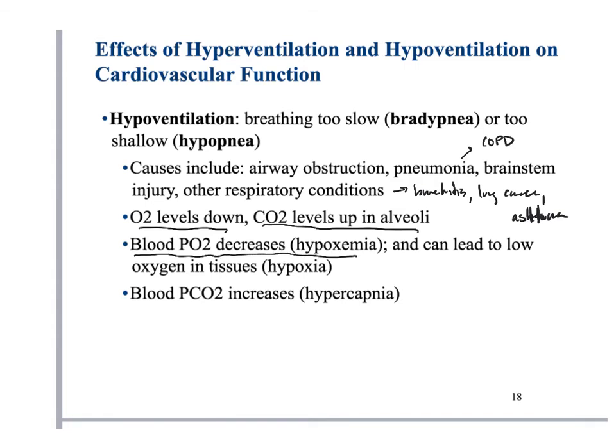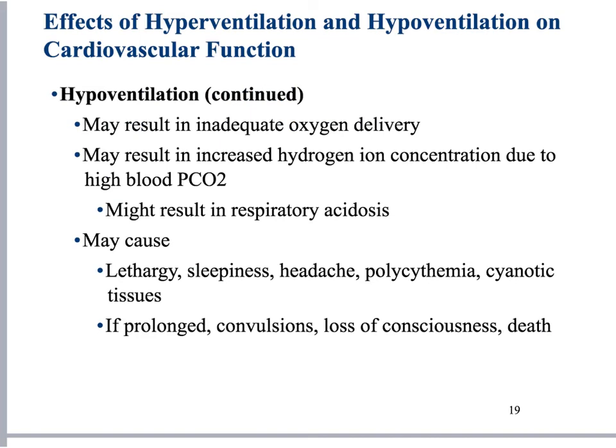That's hypoxemia, which could lead to hypoxia, which is low oxygen levels in the tissues. And then blood CO2 increases, hypercapnia, which is increased CO2 in the blood. This results in not enough oxygen getting to the tissues. It may result in increased hydrogen ion concentration, and then you end up with the other thing, respiratory acidosis.